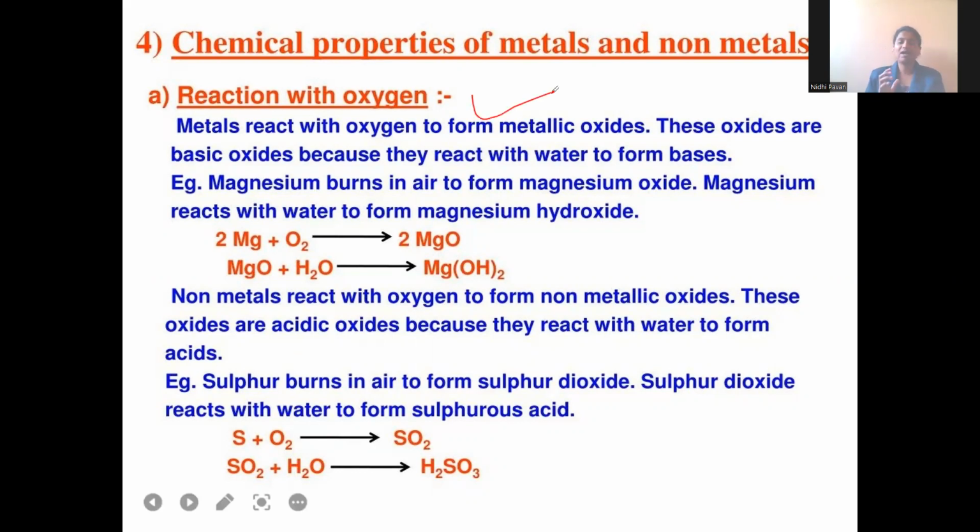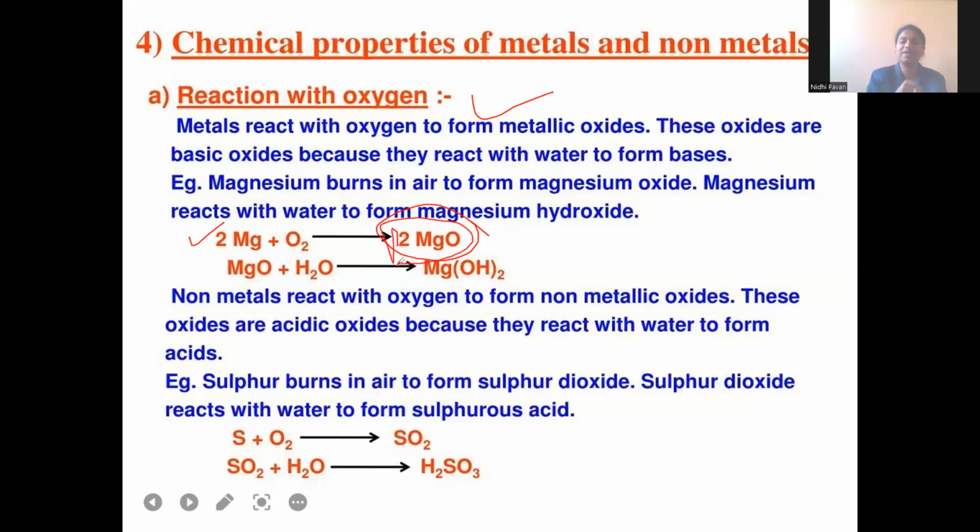So what happens when metals react with oxygen? The first thing is when metals react with oxygen, they convert into respective oxides. They convert into metallic oxide. For example, if you see here, Mg means magnesium. When it reacts with the oxygen, we will get magnesium oxide.